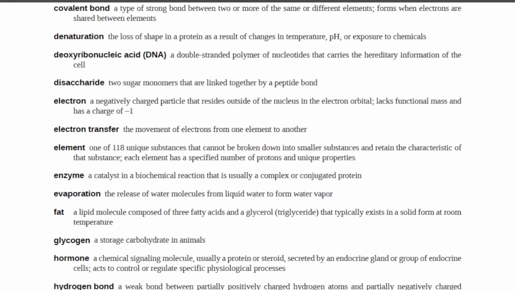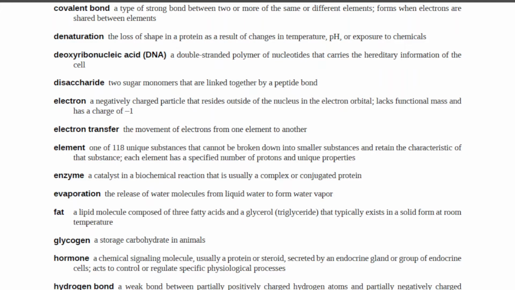Enzymes, a catalyst in a biochemical reaction that is usually a complex or conjugated protein. Evaporation, the release of water molecules from liquid water to form water vapor. Fat, a lipid molecule composed of 3 fatty acids and a glycerol triglyceride that typically exists in a solid form at room temperature. Glycogen, a storage carbohydrate in animals.